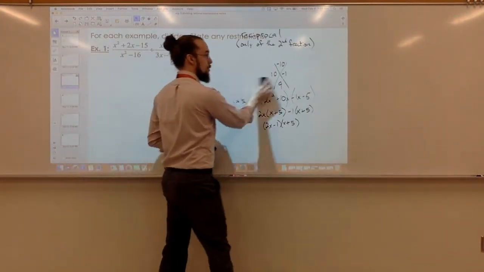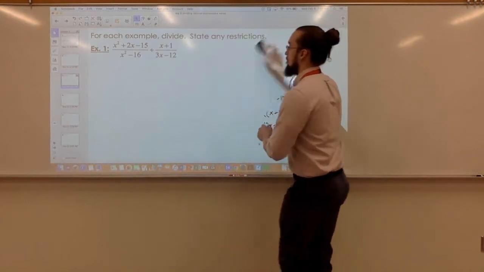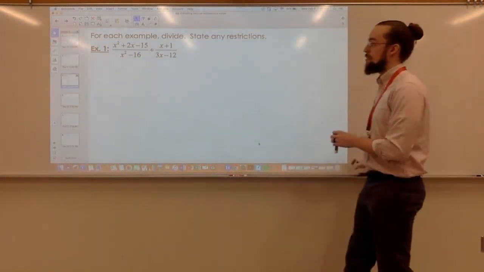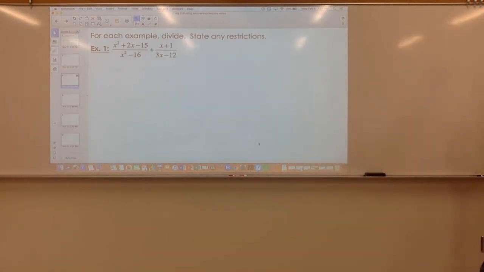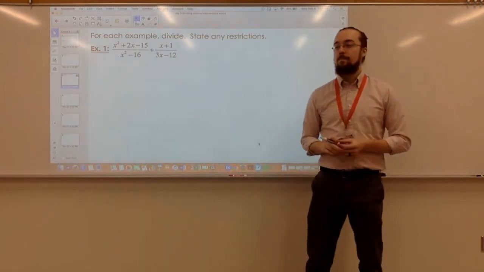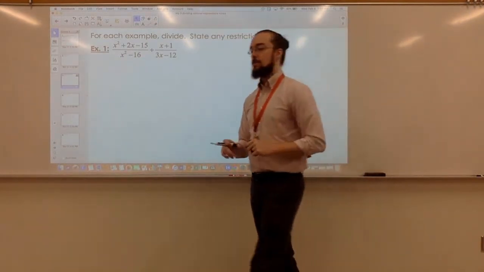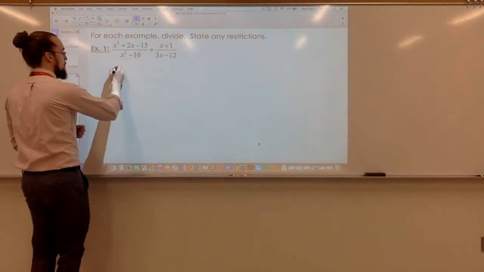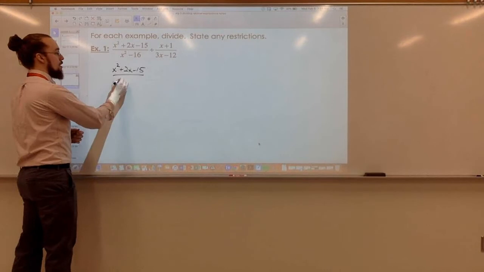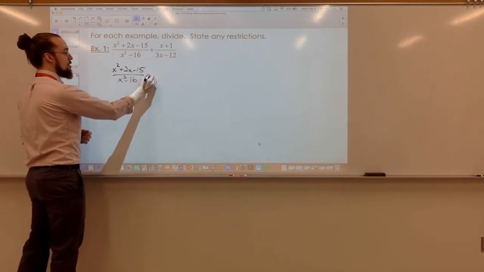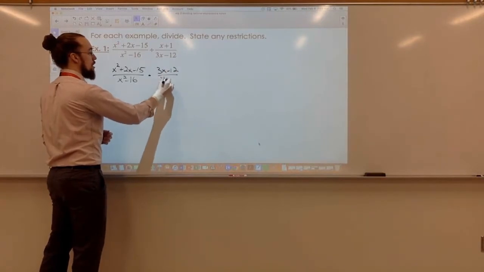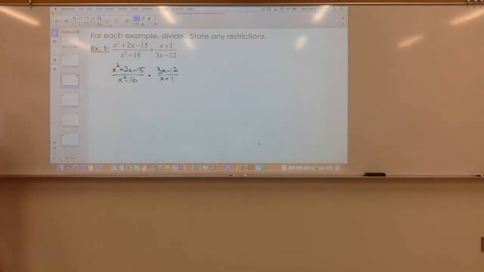All right, so here we've got x squared plus 2x minus 15 over x squared minus 16 divided by x plus 1 over 3x minus 12. What's my first step? Flip the second one. Yeah. My first step is change it to a multiplication problem. So the first fraction stays the same, and I multiply by the reciprocal of the second.